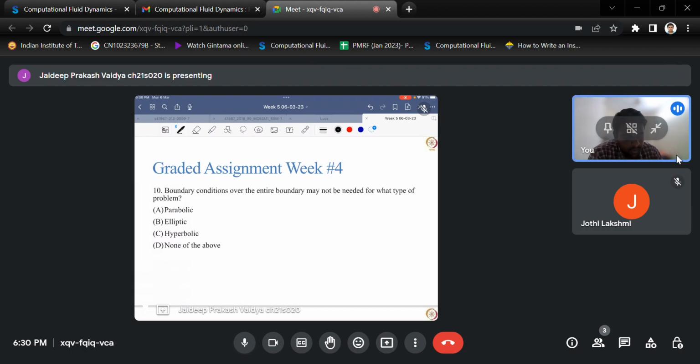Okay, moving on to the next question, the last question for the graded assignments in week 4. We see the boundary conditions over which the entire boundary may not be needed for what kind of problem? Parabolic, elliptic, hyperbolic, or none of the above. For most of these problems, the parabolic problem is given by ∂²u/∂x² equal to a function of the lower order terms.